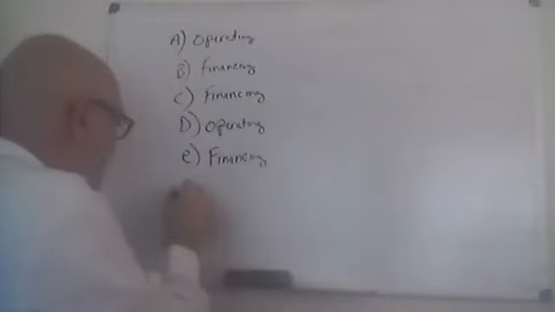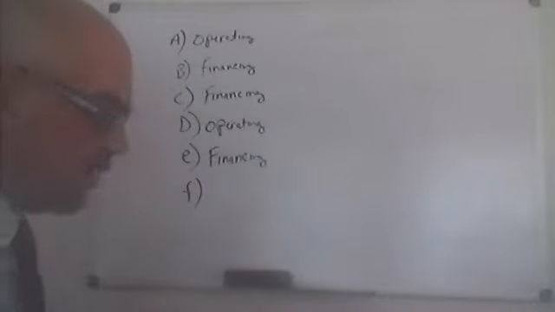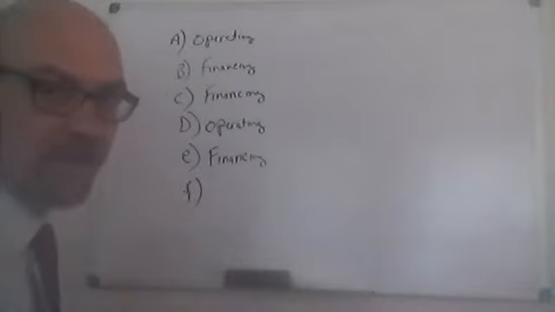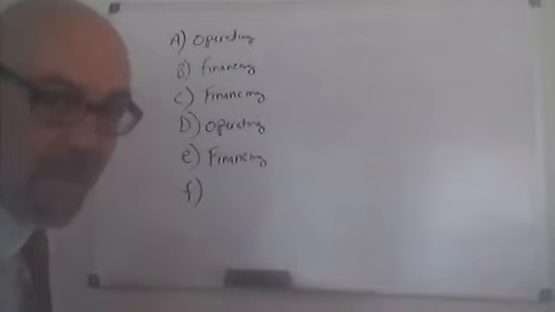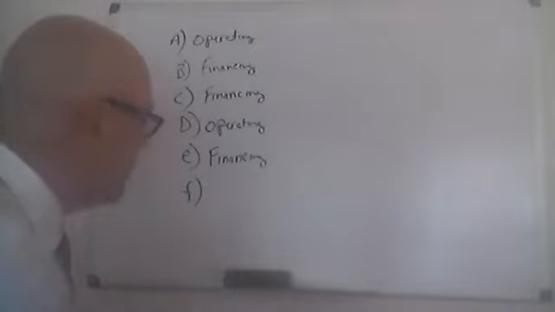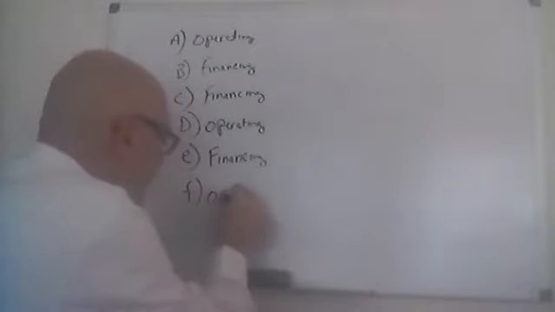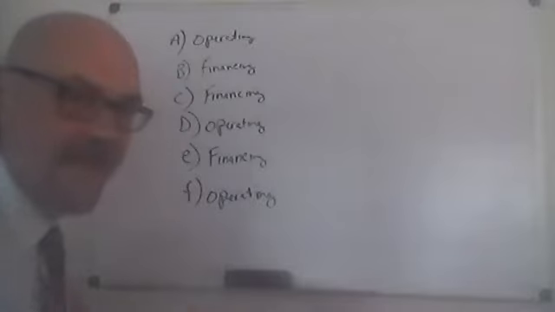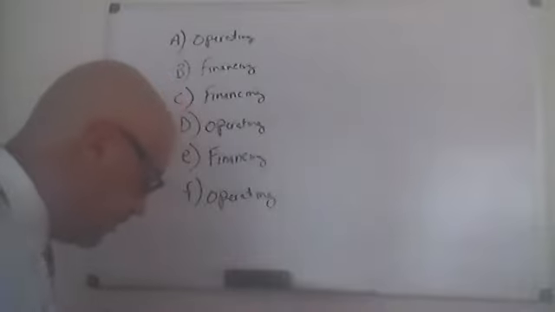F, we paid interest to our lenders. Even though interest is associated with taking out debt and borrowing money, which is a financing activity, interest paid and interest received is always an operating activity. It is the cost of doing business, okay? The financing is just the principal. You finance for that, but the cost to get that is considered an operating activity.